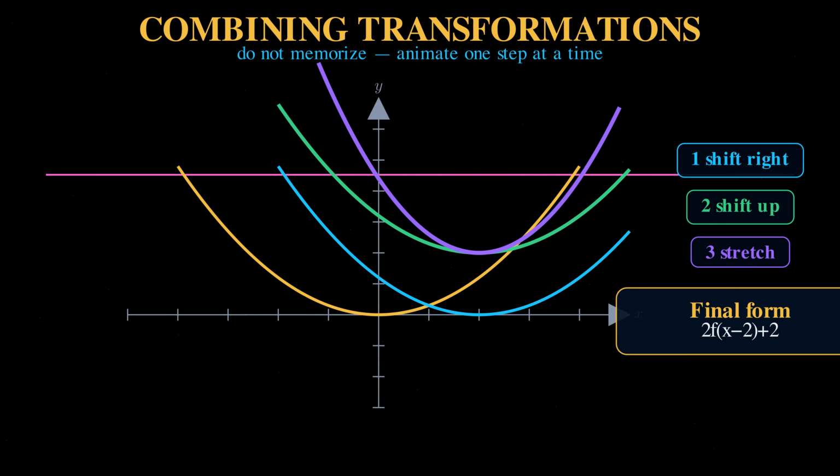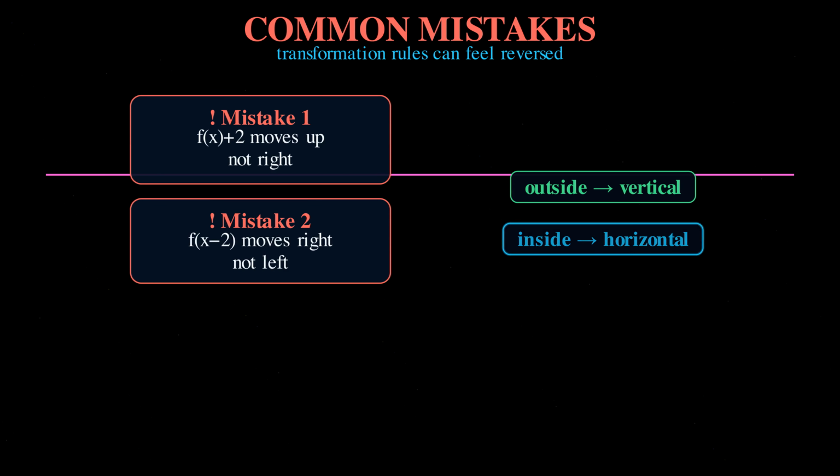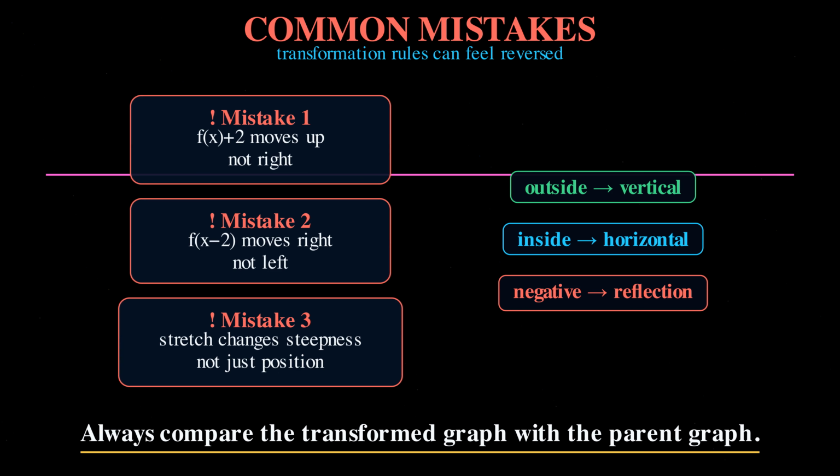There are common mistakes. First, f of x plus 2 moves the graph up, not right. Second, f of x minus 2 moves the graph right, not left. Third, stretching changes steepness, not just position. Remember the simple rule. Outside affects vertical behavior, inside affects horizontal behavior, and a negative sign can create reflection.